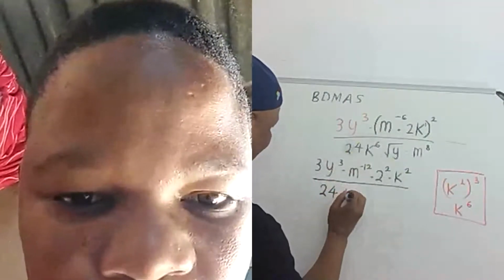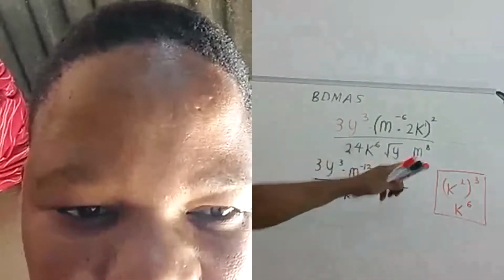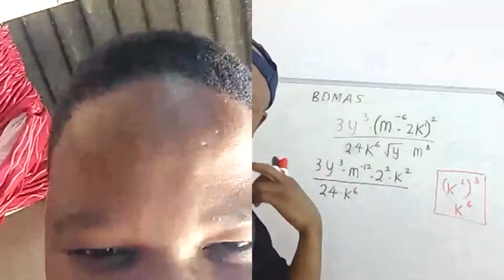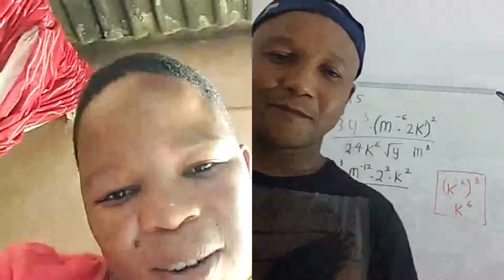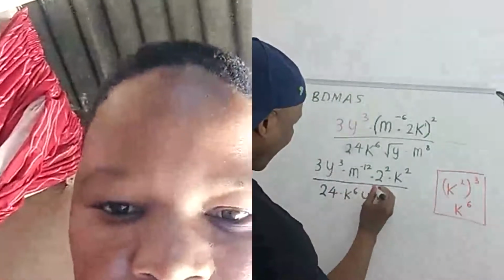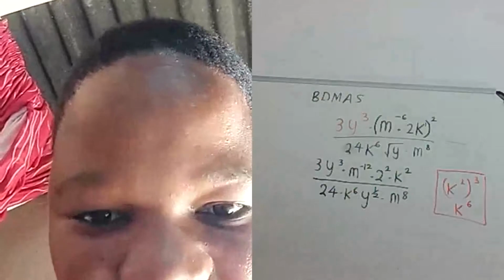Okay, so now we divide by 24 k power 6. And then this, I don't need the root. How am I going to write it? It's exponential, so it's going to be y power 1 over 2. And this is going to be m power 8. So now we're almost finished.